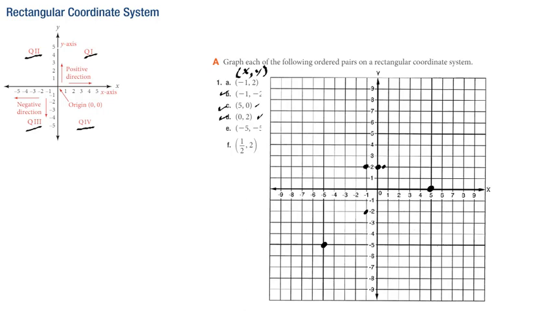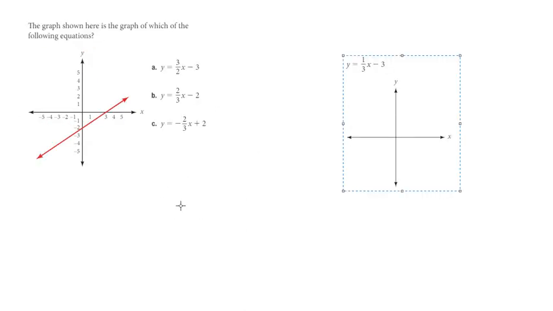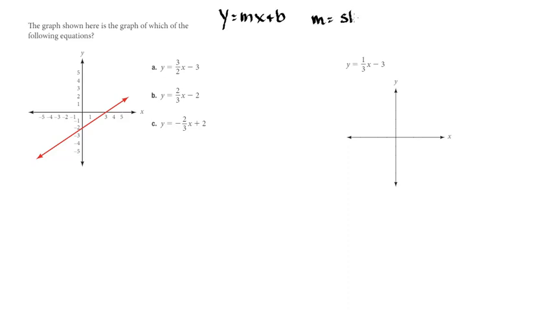All right, now we're going to do some real graphing. I have a couple of problems up here. Let's look at this first one. The first one says the graph shown, so which one of these works? Well, if you'll remember your y equals mx plus b, where m is your slope in rise over run, and then b is the y-intercept.